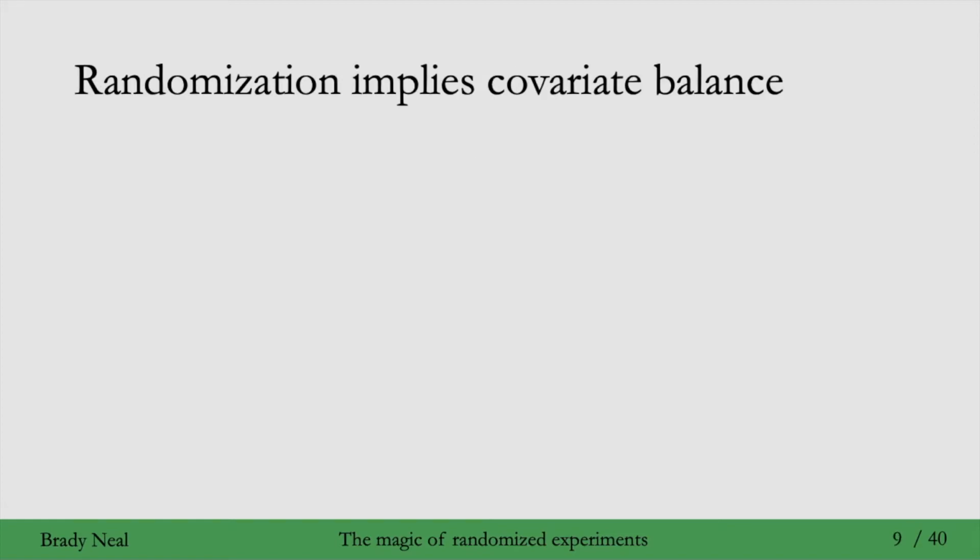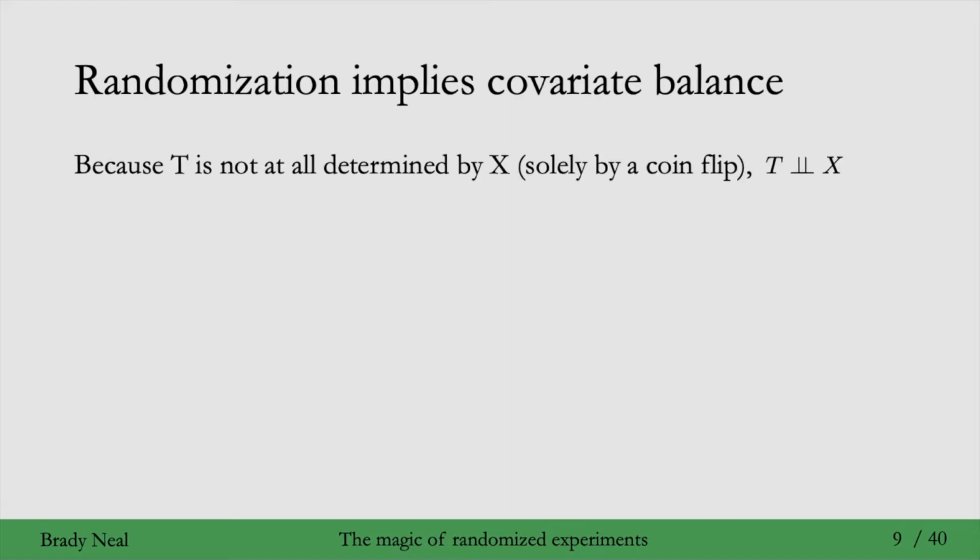Alright, we're talking about why randomization is magic, so we'll first show that randomization implies covariate balance before we show that covariate balance implies that association is causation. The key thing here is that because T is determined by a coin flip and not by anything else, right? It's not determined by any covariate, any variable in X. Because of that, T is independent of X.